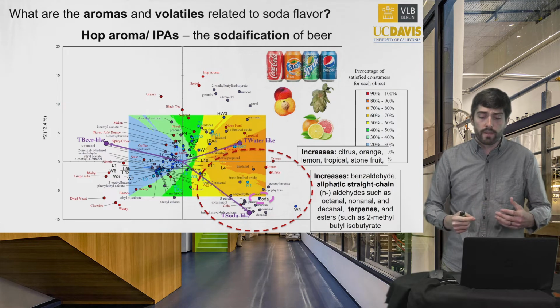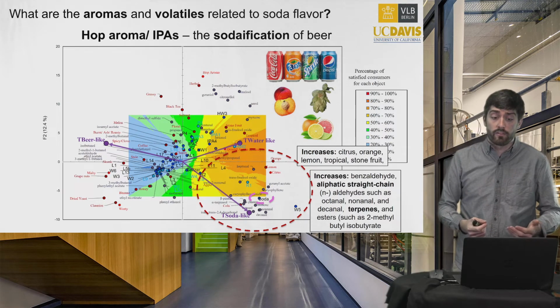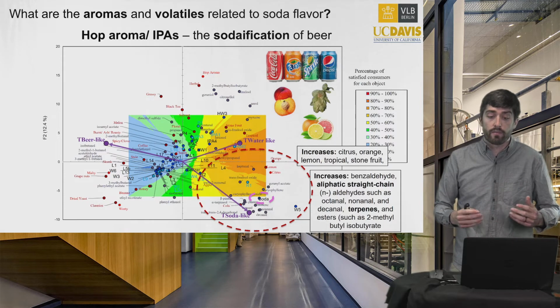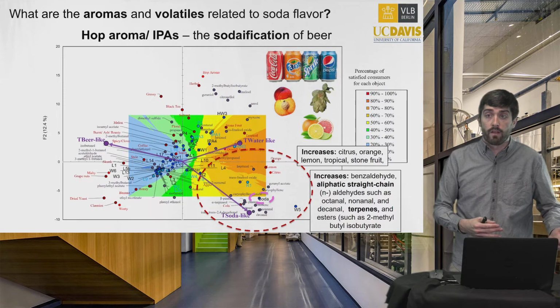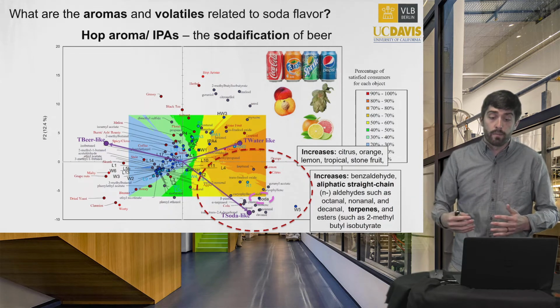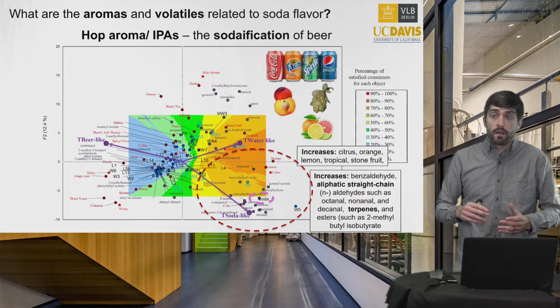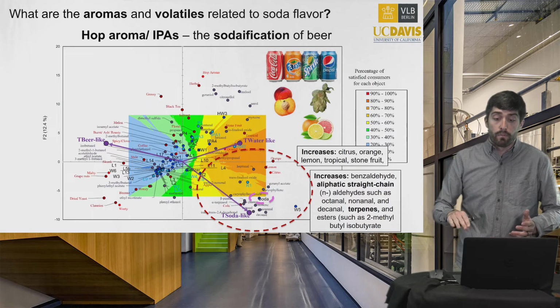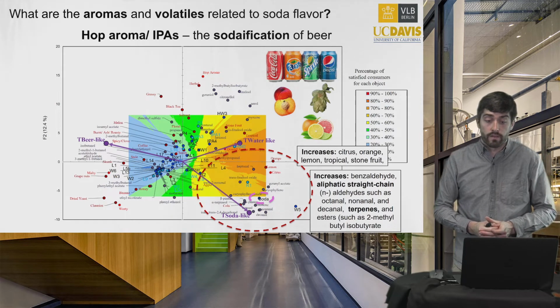And this is extremely interesting to me because what it may mean is that IPAs are the sodification of beer. What I mean by that is that the flavor profiles of popular sodas are driven by the same volatiles. These volatiles are being increasingly put into IPAs via dry hopping or with hop oils to create beers with these more citrusy tropical aromas. And also we're trying to push down sensorial bitterness in these products.